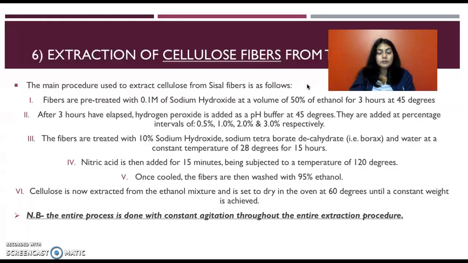Once it is cooled, the fibers are then washed with 95% ethanol. Once that is done, the cellulose is extracted from the ethanol mixture and is set to dry in the oven at 60 degrees until a constant weight is achieved. This whole process is done with constant agitation by using impellers at the bottom throughout the entire extraction procedure to ensure that there is an equal distribution of all chemicals.